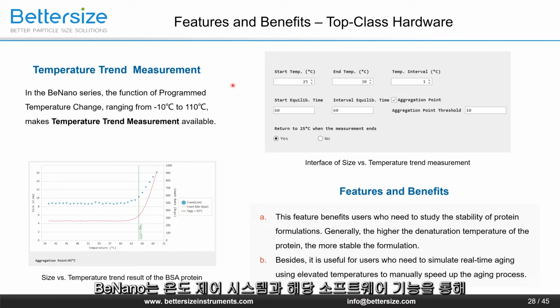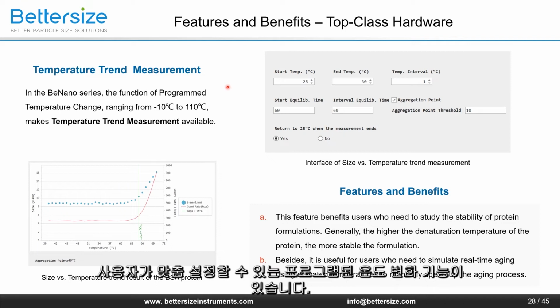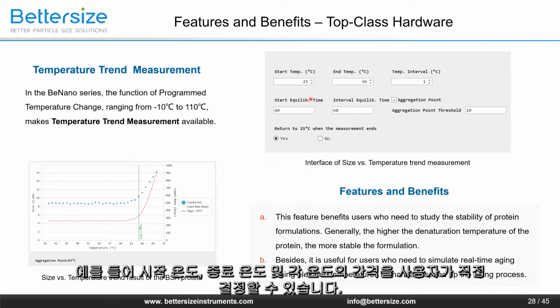With the temperature control system and corresponding software function, the BeNano allows users to carry out thermostability studies on either particle size or zeta potential. There is a function of program temperature change, which can be customized by users. For example, users can decide the start temperature, end temperature, and the interval of each temperature on their own.